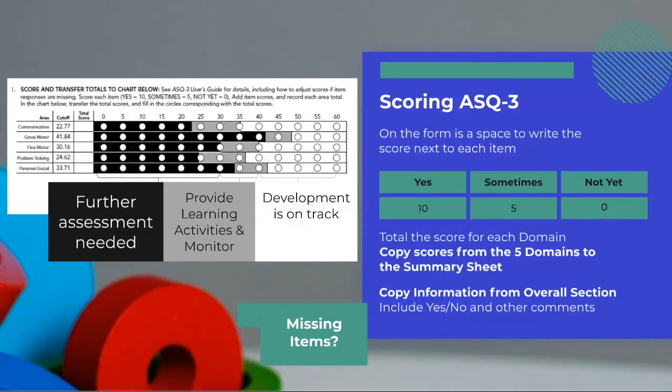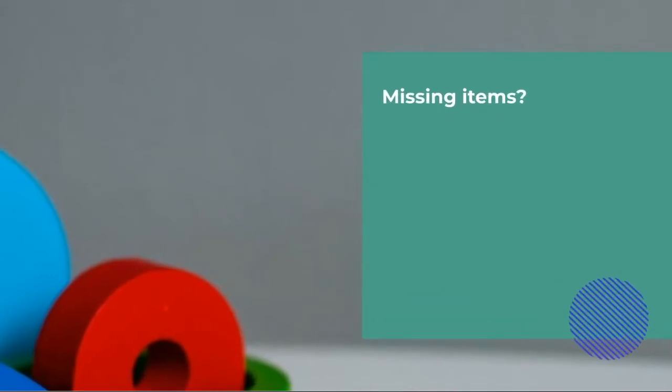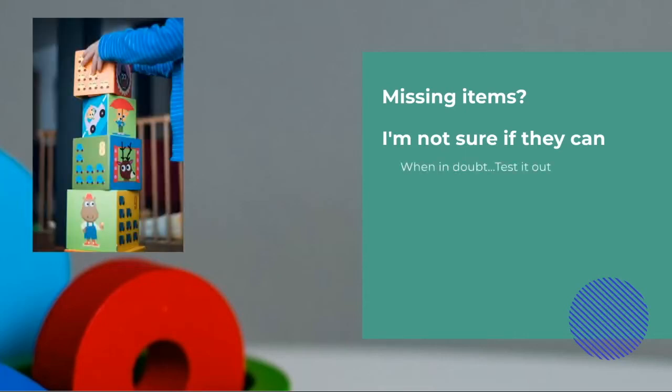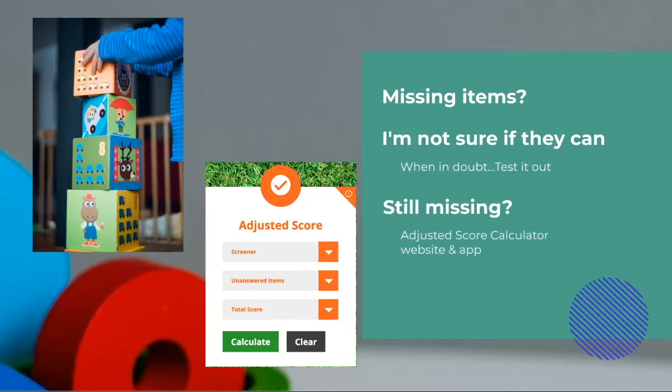Occasionally, caregivers may skip or forget an item, leaving you with missing items on the screen. If you are with the family and the parent indicates that they did not answer because they were unsure of whether the child can do the milestone or item, and the child is well enough to test out the item, try it out in the exam room. We like to say, when in doubt, test it out. However, if you're scoring a screen and do not have the child and family present, make sure to use the adjusted score calculator available on the ASQ website and mobile app that will help you calculate total scores.